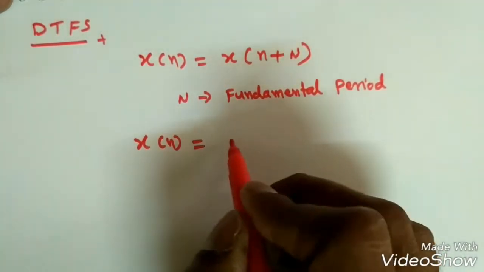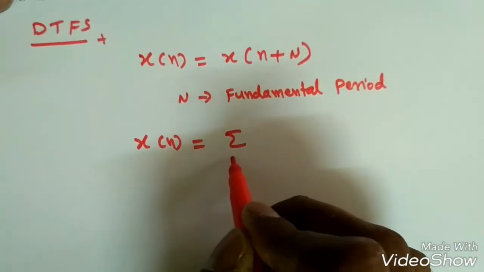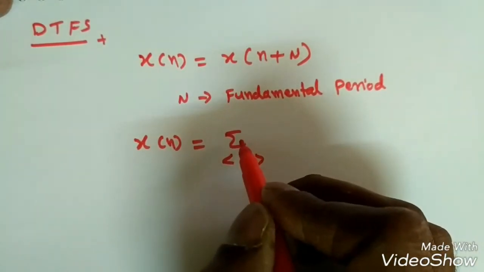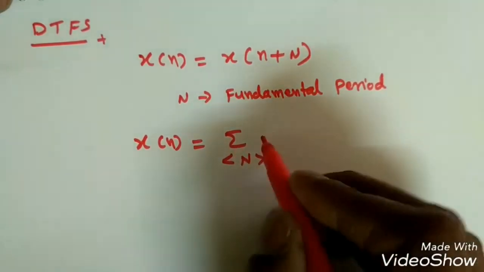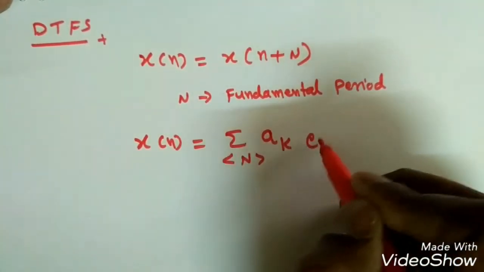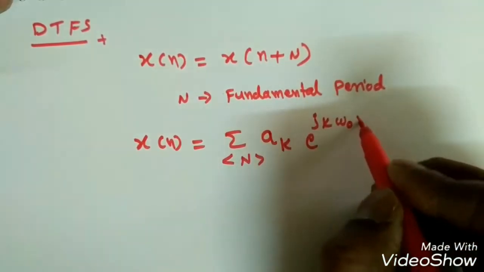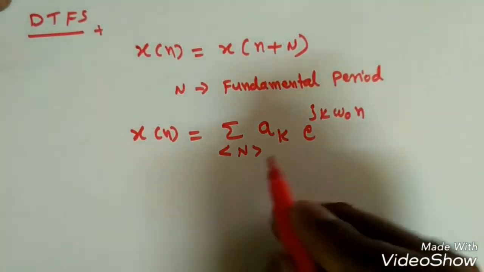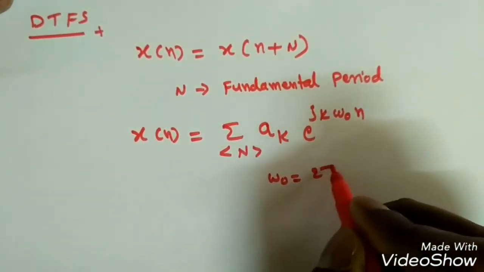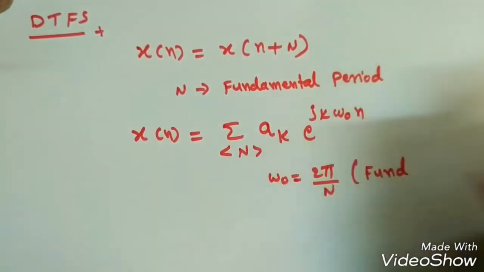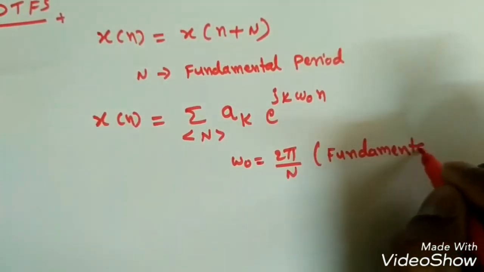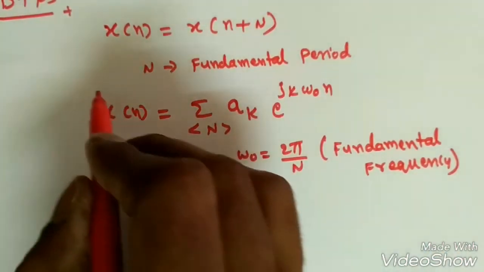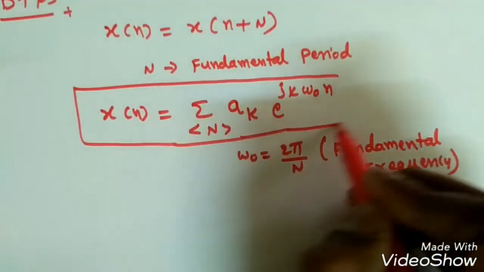Once the discrete time signal is a periodic signal, it can be represented by a harmonically related exponential series. That is sigma, and remember, the summation is only for a single period, that is N. In the case of the continuous time Fourier series, it will be minus infinity to infinity. The Fourier coefficients a k are multiplied by e power j k omega naught n. n is discrete in nature. Now what is omega naught? Omega naught is the fundamental frequency, which is represented by 2 pi by N. It is called the fundamental frequency, or we can say the first harmonic also. This is the Fourier series representation of the given periodic x of n.